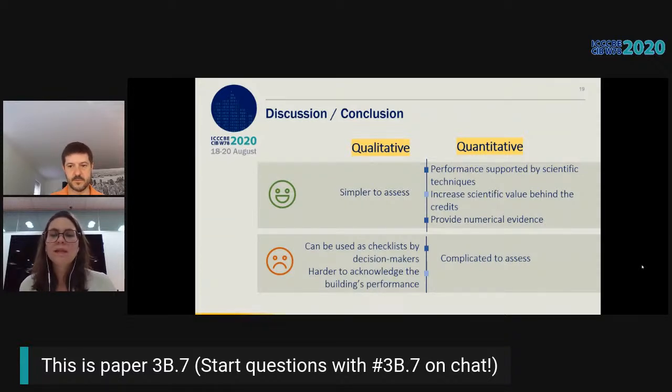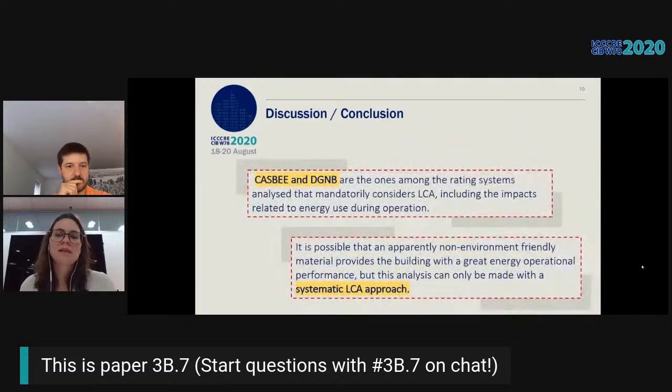And when adding LCA as one of the rating systems criteria, the performance is supported by scientific techniques, which increases the scientific value behind the credits, providing numerical evidences. But the drawback is the complexity of assessing these credits. So from the rating systems analyzed, only 2 mandatorily consider LCA, including the impacts of energy use during operation.